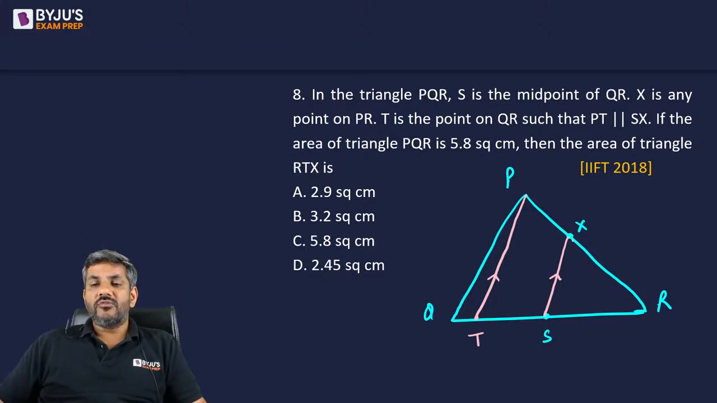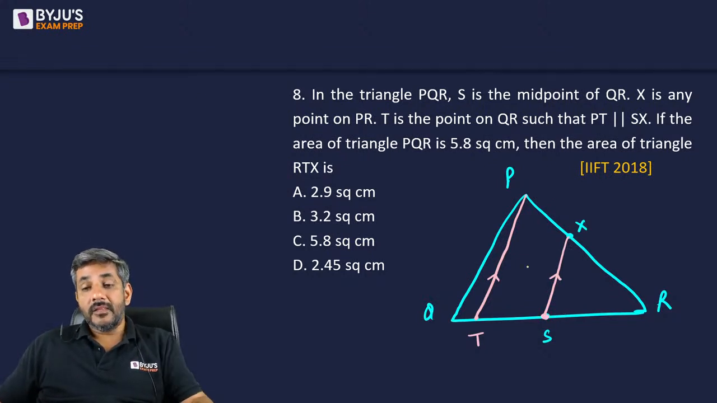See, I don't know where this point X would lie, but it is already given that S is the midpoint. This is surely the midpoint. Now, there is a possibility that X was here. In that case, my line SX would be something like this, and my line PT would be something like this, which is parallel to SX.